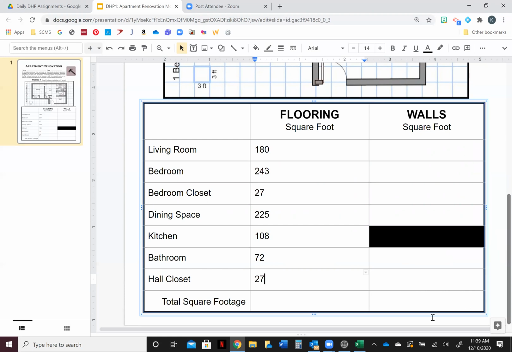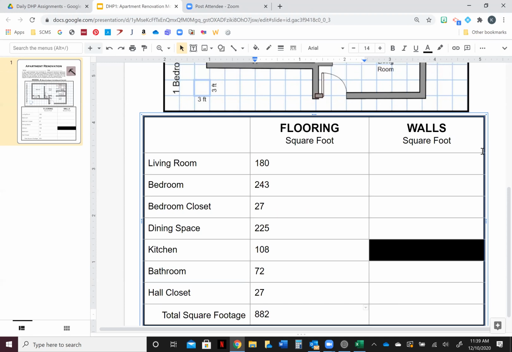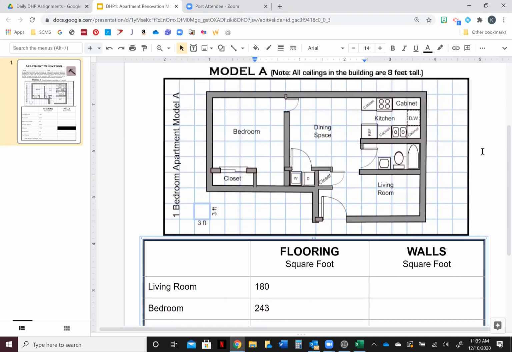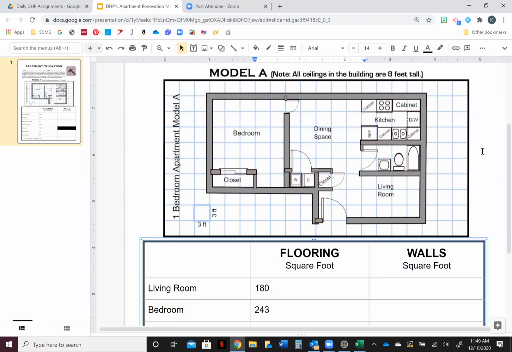Alrighty, so if we add all these together, we want our total square footage of flooring. So we did 180 plus 243 plus 27 plus 225 plus 108 plus 72 and then plus 27. That gave us 882 square feet that we need for our flooring. Alrighty, so now let's see. We have to do our walls. Miss Gross, do you want to go ahead and start on the wall?